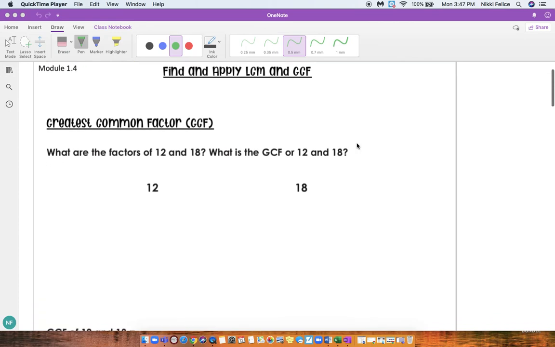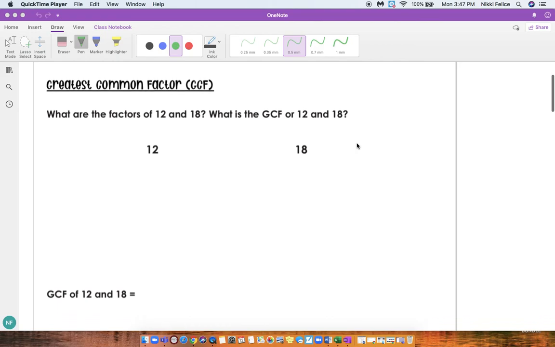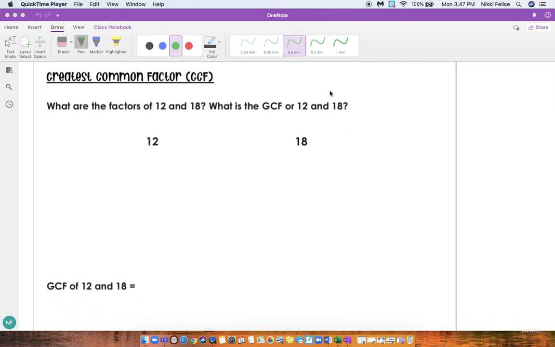Let's start with GCF, which stands for the greatest common factor. The greatest common factor means what is the biggest factor that two numbers have in common. So the way we find the greatest common factor, first list out the factors of each number.